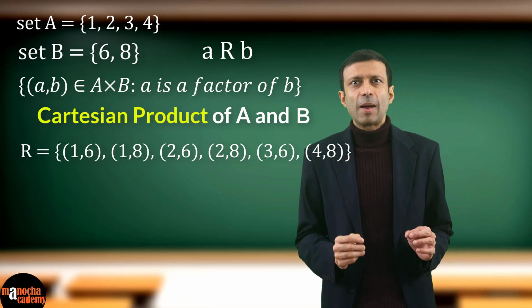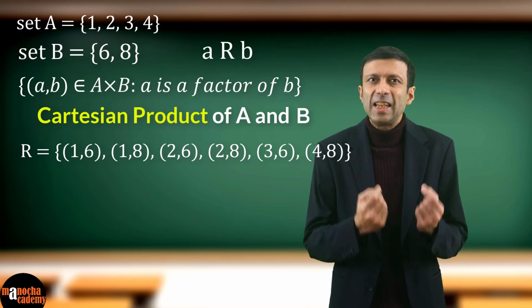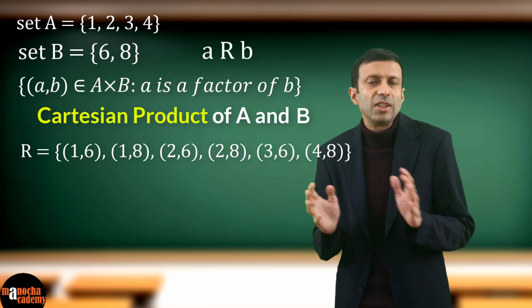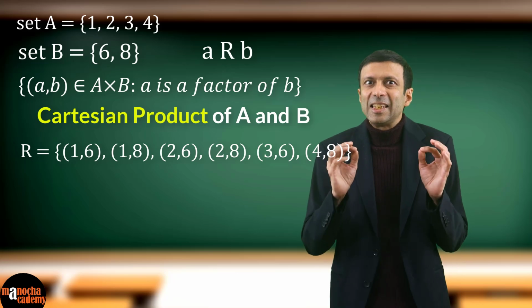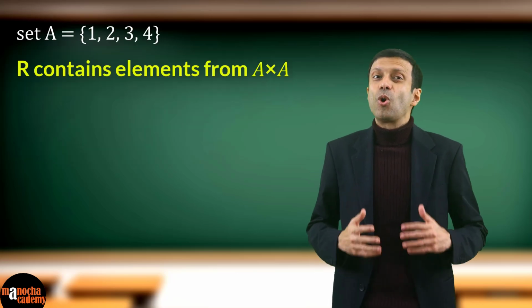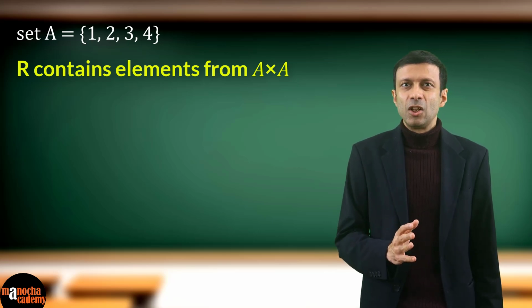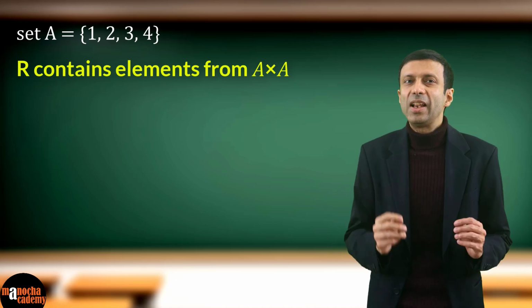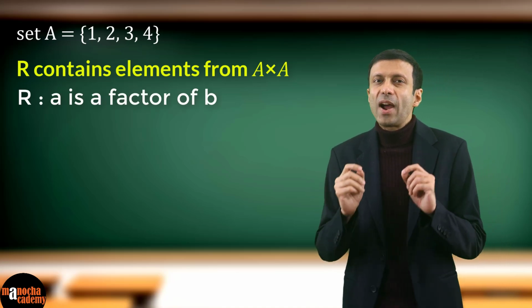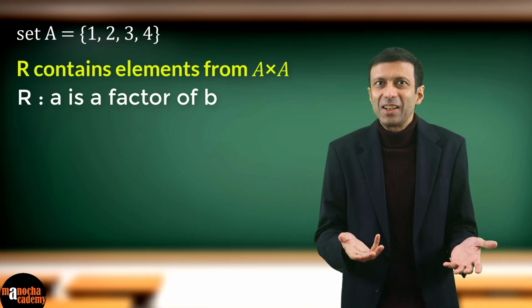Now usually in this chapter we will see that the relation is on the elements of the same set. So we don't take two different sets A and B. We have just one set, let's say set A. So R will contain elements from A cross A. So if we consider this set A, 1, 2, 3, 4, and the relation a is a factor of b only on set A, then what will the relation contain?